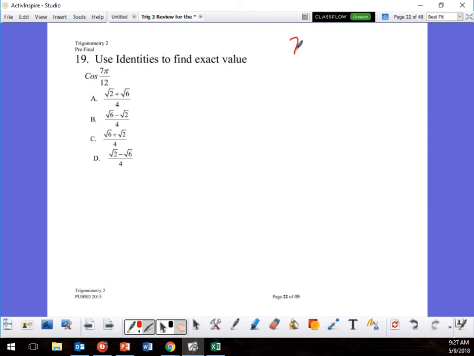So, 7 pi over 12 times, very good. So pi, I know, right? Always. So pi's cancel. So you're going to get something. 105? Yeah. Very good, 105. So now we're actually trying to find the exact value of cosine 105. So we're going to use addition or subtraction.